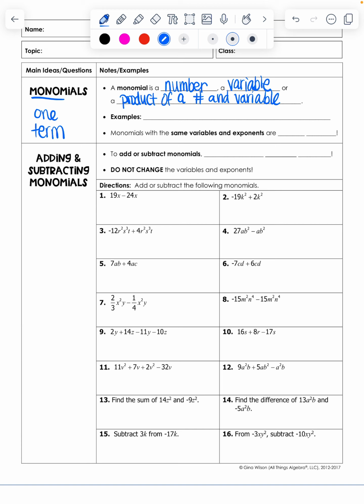An example of this could be like 3x. That's a monomial because it's one single term. Or maybe it's just a number, like 8. Or maybe it's just a variable, like y. Or maybe it's a number, like 5, x, and y. Even though we have three separate things, a number, a variable, and another variable, because it's a product, it makes it one term. Now, monomials with the same variables and exponents are considered like terms.